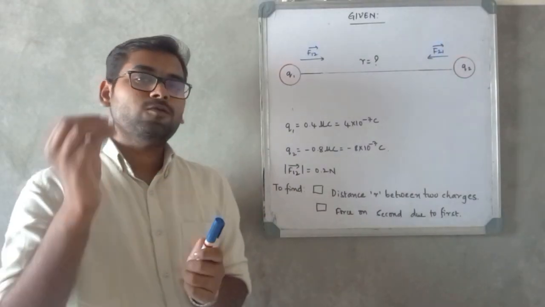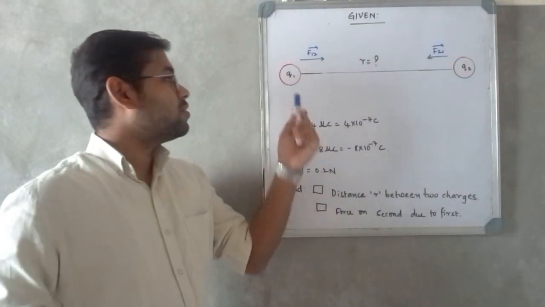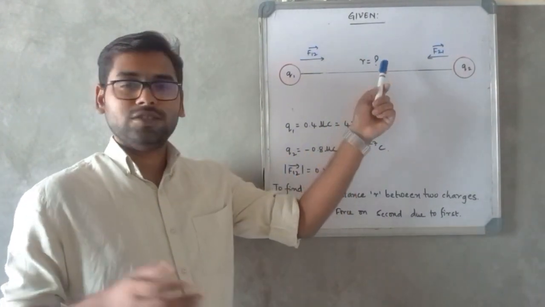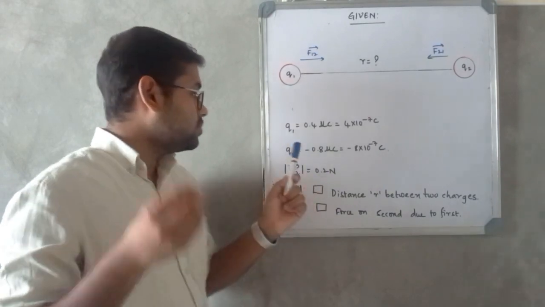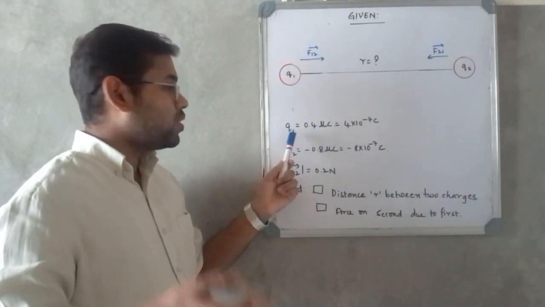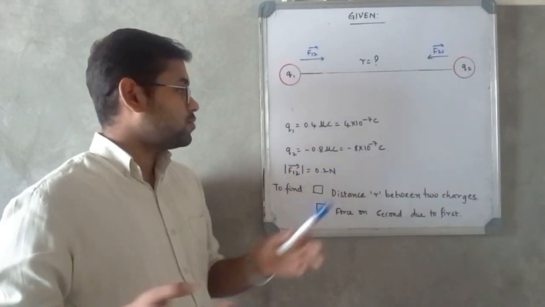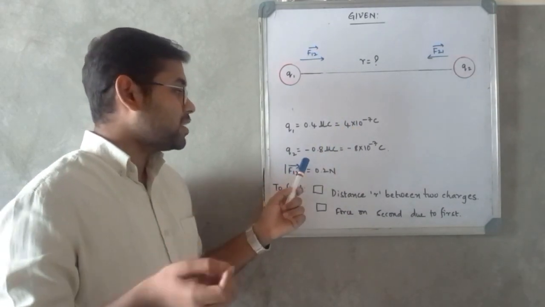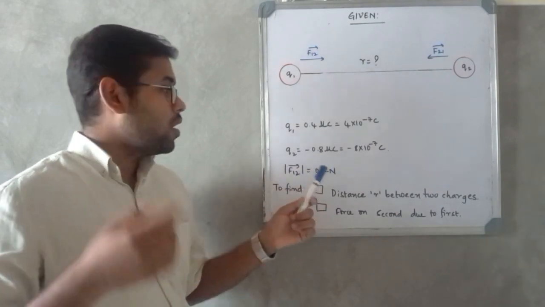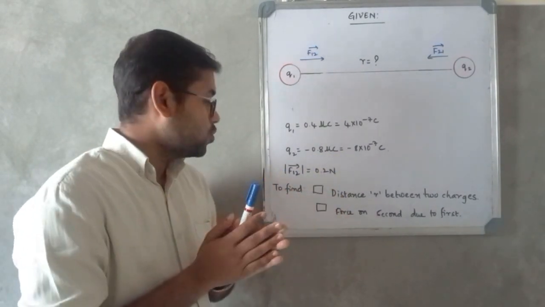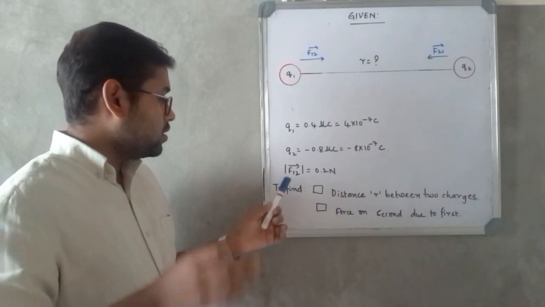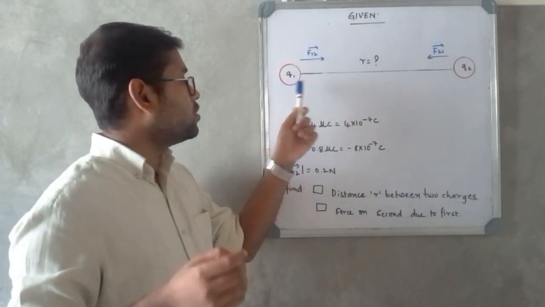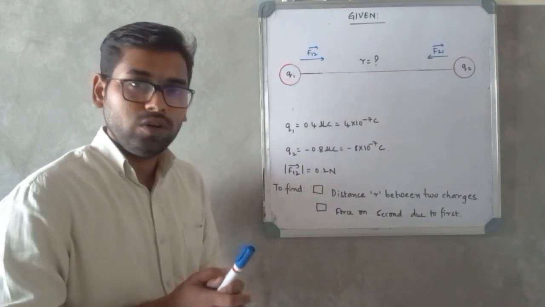Guys, again let us first see what is given and what is asked. Here we have 2 point charges Q1 and Q2 separated by some distance r, which is not given, and what is given is the magnitude of these two charges. Q1 is equal to 0.4 microcoulomb, which is equal to 4 into 10 raised to minus 7 coulomb, and Q2 is equal to minus 0.8 microcoulomb, which is equal to minus 8 into 10 raised to minus 7 coulomb. And what is also given is the magnitude of force on Q1 due to Q2, which is equal to 0.2 Newton.